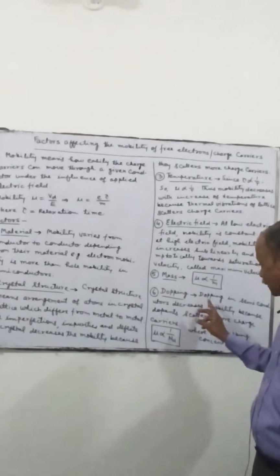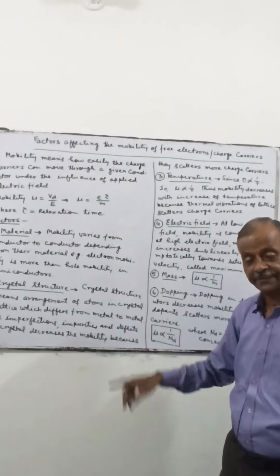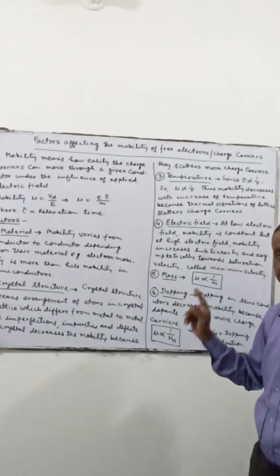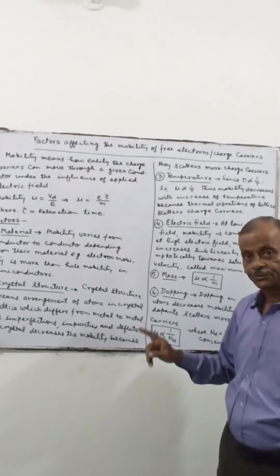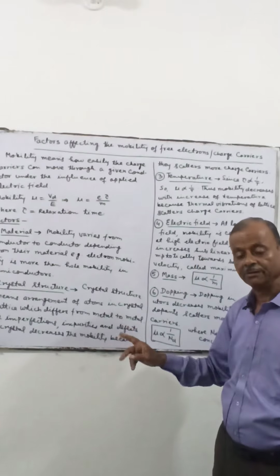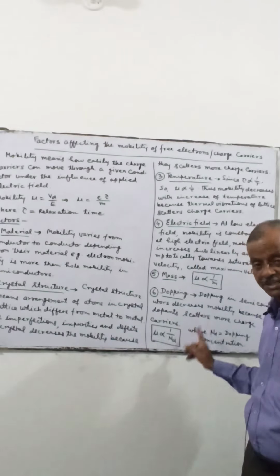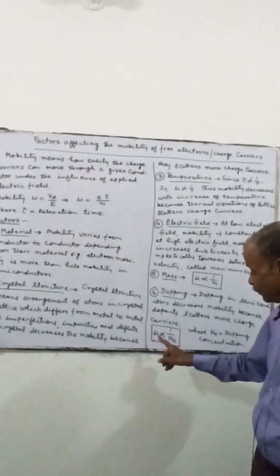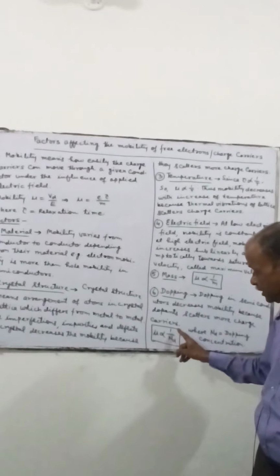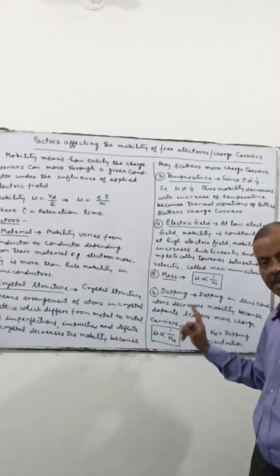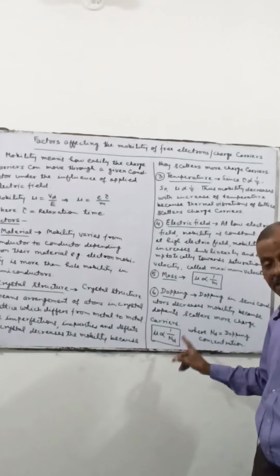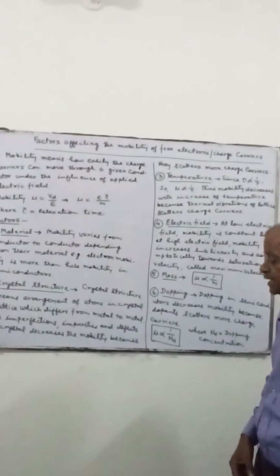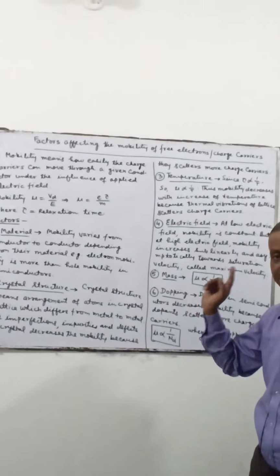Sixth is doping. When doping is done in the semiconductors, it decreases the mobility of the charge carriers because it produces scattering of these charge carriers. So the mobility decreases. This mobility mu_n is inversely proportional to N_D, the doping concentration. So these are the factors that affect the mobility of the charge carriers.